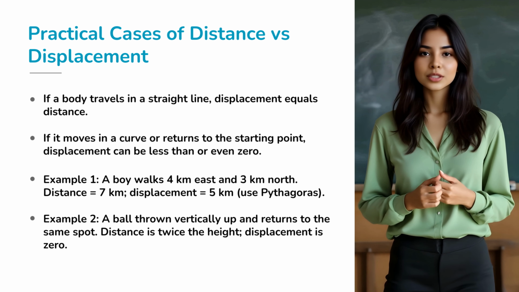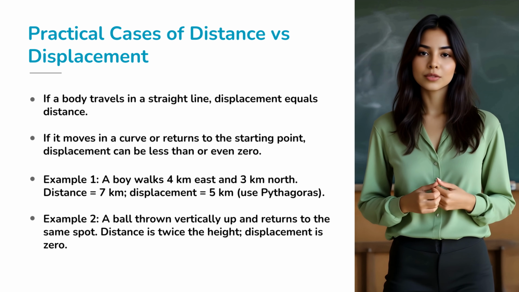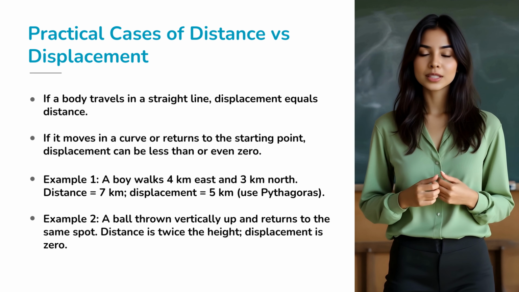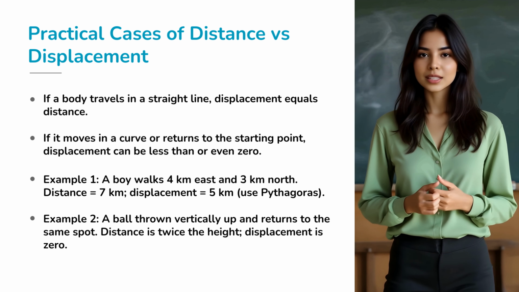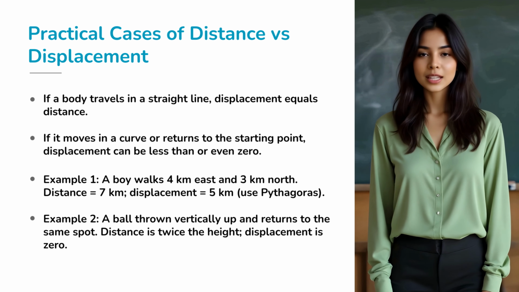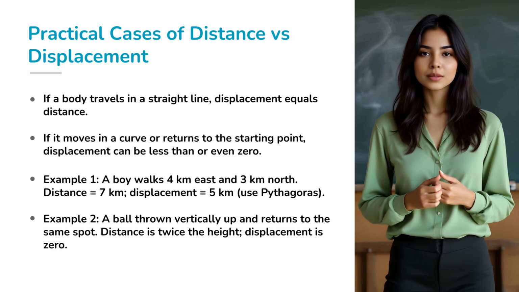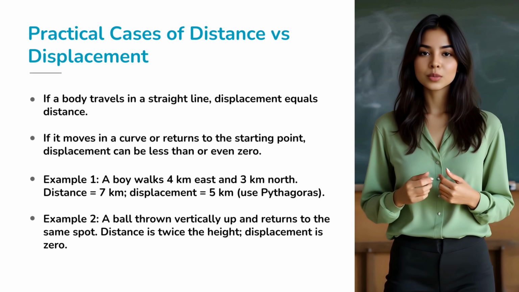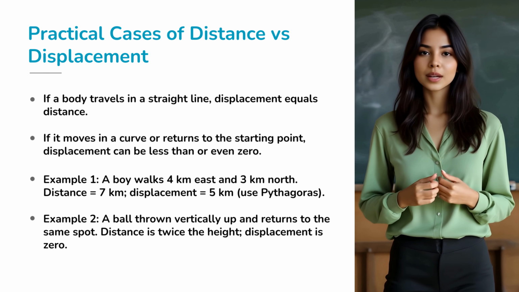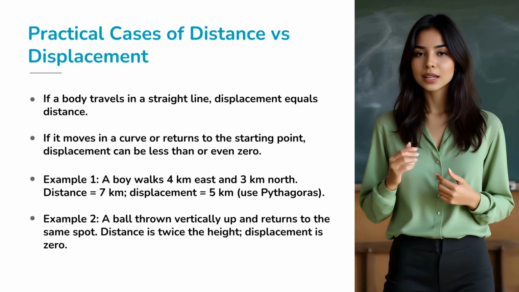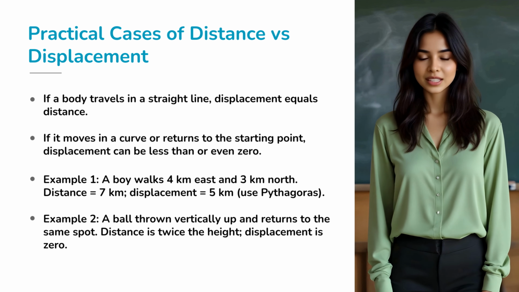Let's understand this with some real-life scenarios. First case, the ball is thrown straight up and falls back to the thrower's hand. The distance is twice the maximum height, but displacement is zero because it started and ended at the same place. Second case, a person walks around a circular track and completes one full round. Distance equals the circumference, which is 2 pi r, where r is the radius. But displacement? Again, zero, because the start and end point are the same. These cases show how displacement can be zero even when distance is not.